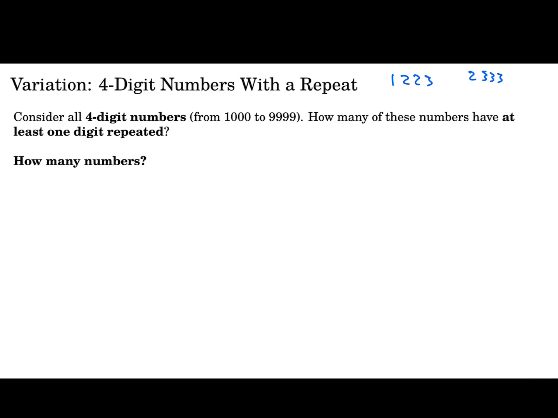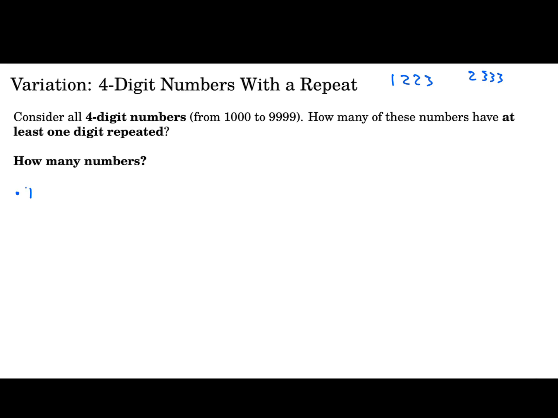This is a good example where counting the complement is going to be easier, similar to the idea of having the bad cases. So instead of directly counting the numbers with a repeated digit, we are going to count all the 4-digit numbers, and we're going to subtract the ones with all digits distinct. Let's start with counting the total.